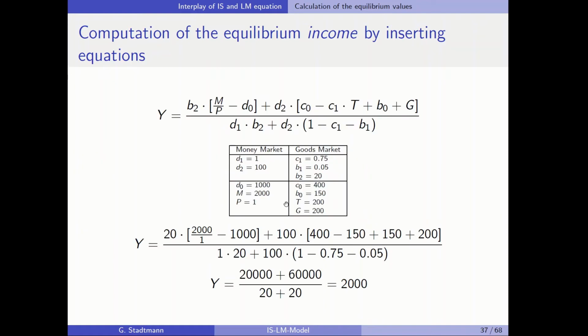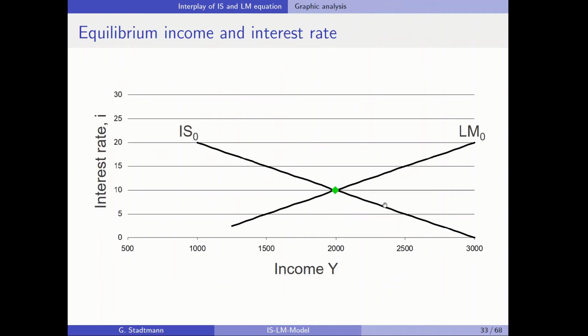And we know these parameters from our numerical example. So this table is constructed in the following way, that in the upper part we have the parameters related to the money market and the parameters related to the goods market. And in the lower part, we have the exogenous variables related to the money market and the exogenous variables related to the goods market. When we now insert all numerical values, in the end, we get the information that the equilibrium level of GDP is equal to 2000. And this, of course, is in line with our graphical examination. The GDP level is equal to 2000.